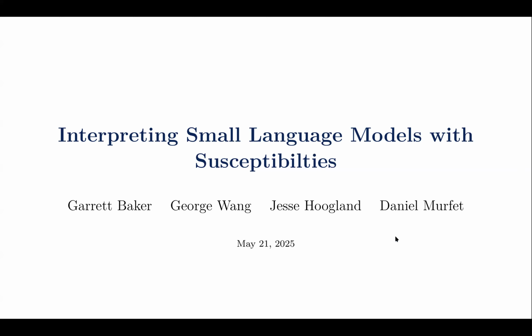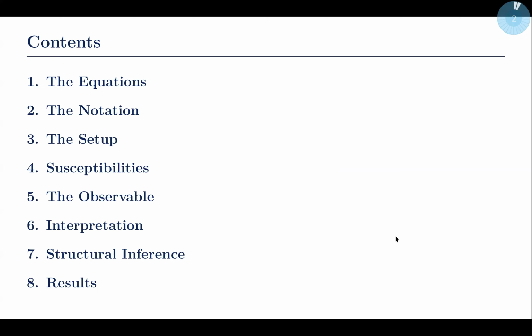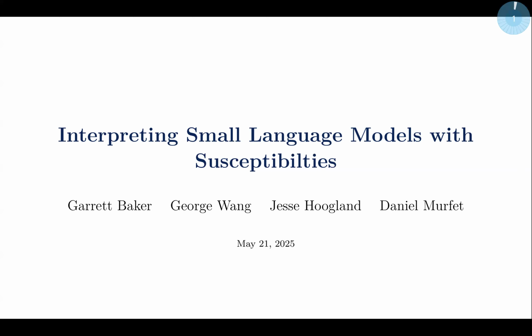All right. Hi, I'm Garrett. I'm presenting a joint work with George Wang, Jesse Hoogland, Dan Murfitt, and myself on interpreting small language models with susceptibilities.